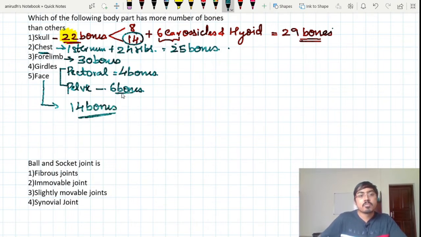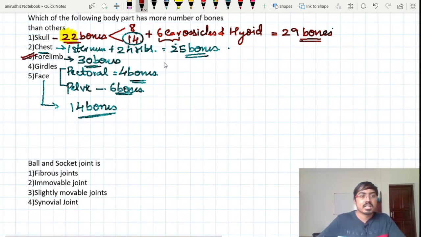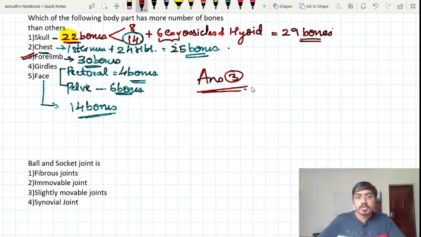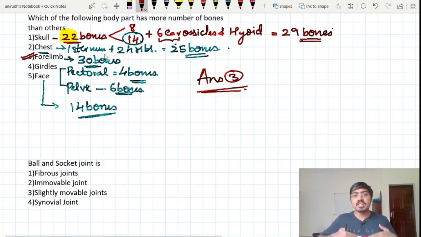Now tell me which is the maximum number of bones. So I found that 30 bones is the maximum. So that is there in the forelimbs. Answer is option 3. This is a good question. I hope you have understood how I calculated everything. Here chest means this front side of the chest. 12 ribs on each side, 1 sternum. So 24 plus 1 is 25. That is how I calculated everything.